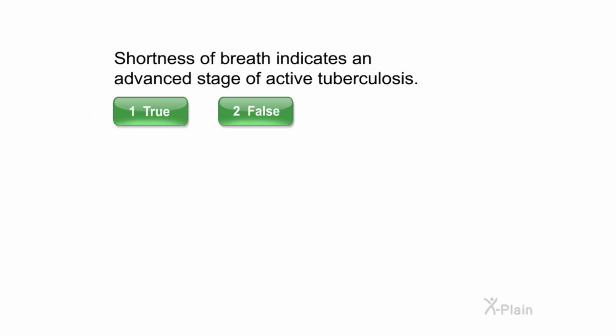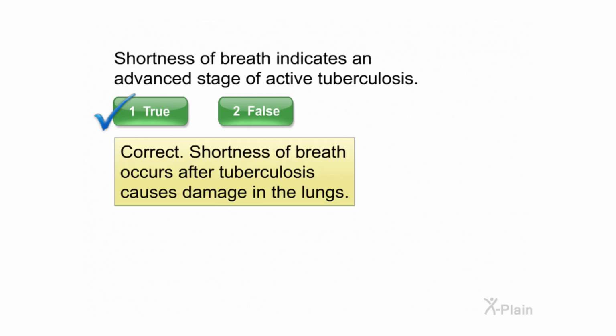Shortness of breath indicates an advanced stage of active tuberculosis. Select true or false. Correct. Shortness of breath occurs after tuberculosis causes damage in the lungs.